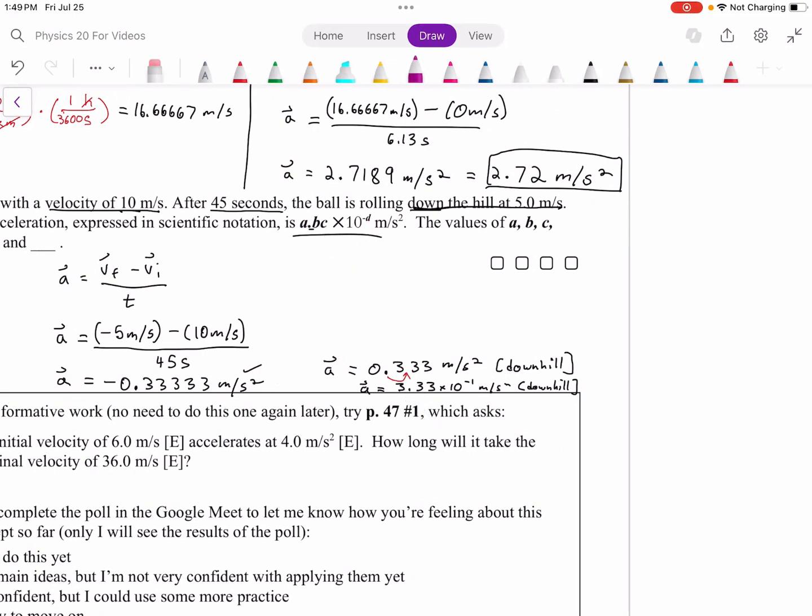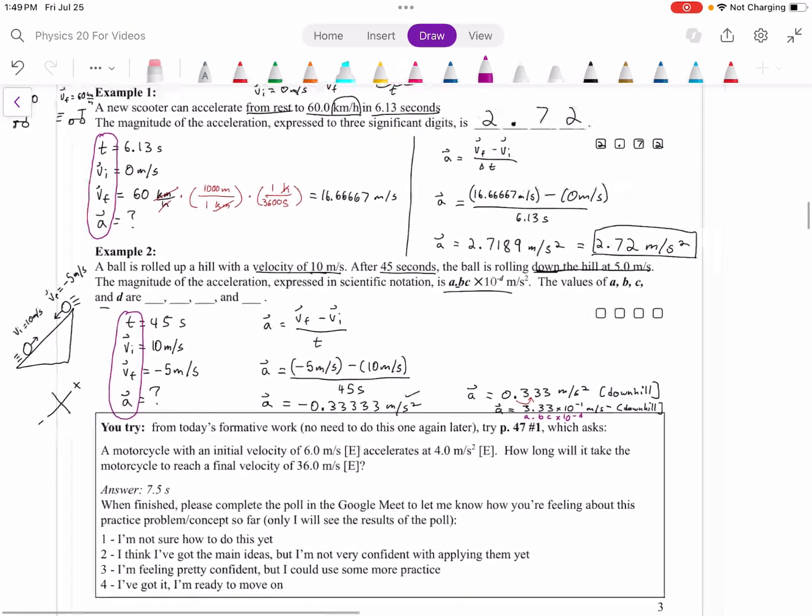So you can see A point BC times 10 to the negative D, right? And we just look: A is 3, B is 3, C is 3, and D would be 1, right? Not negative 1, they already put the negative in for us. So A, B, C, and D are just 3, 3, 3, and 1. That's how we would record a numeric response in this format.